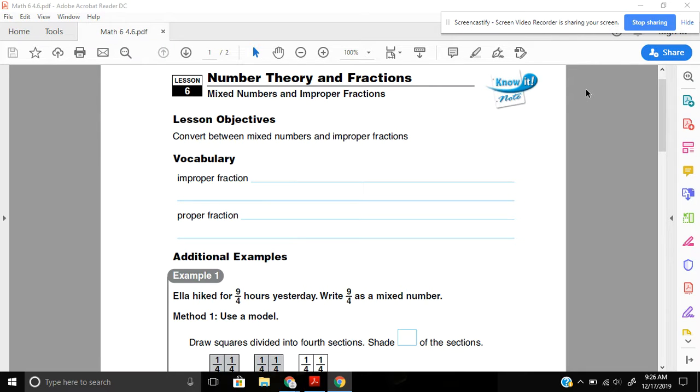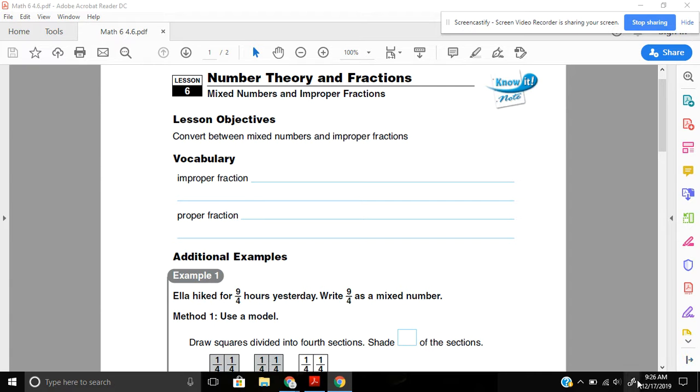And today we're going to be talking about mixed numbers and improper fractions. And for our lesson objective, you really want to be able to convert between those two. So be able to go from a mixed number to an improper fraction and vice versa. Improper fraction to mixed number.